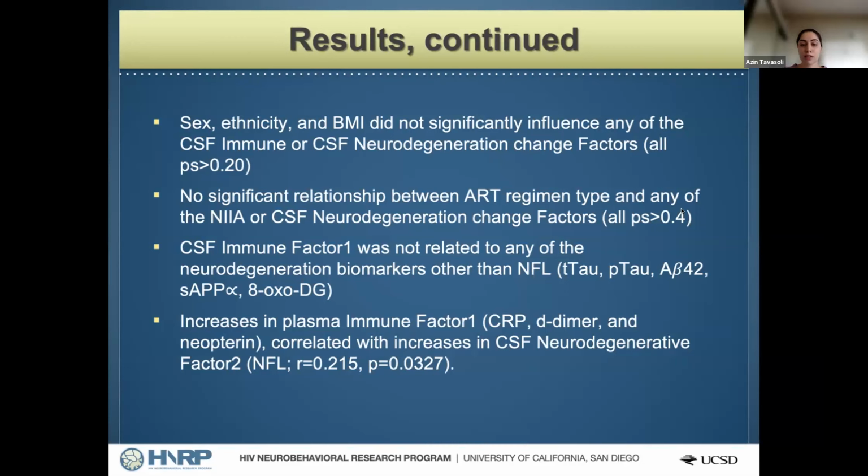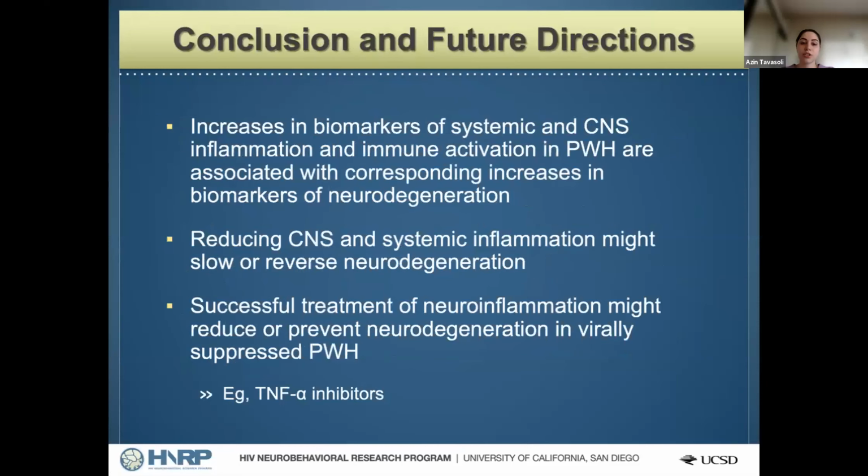for CSF immune factor 1 or changing SCNFR2 and neopterin was not related to any other neurodegeneration biomarkers like T-tau, p-tau, APP alpha, or ATAXA-DG. So we can conclude that increase in biomarkers of systemic and neuroinflammation can be associated with increase in biomarkers of neurodegeneration, and successful treatment of neuroinflammation like TNF-alpha inhibitors might slow or reverse neurodegeneration in people with HIV.